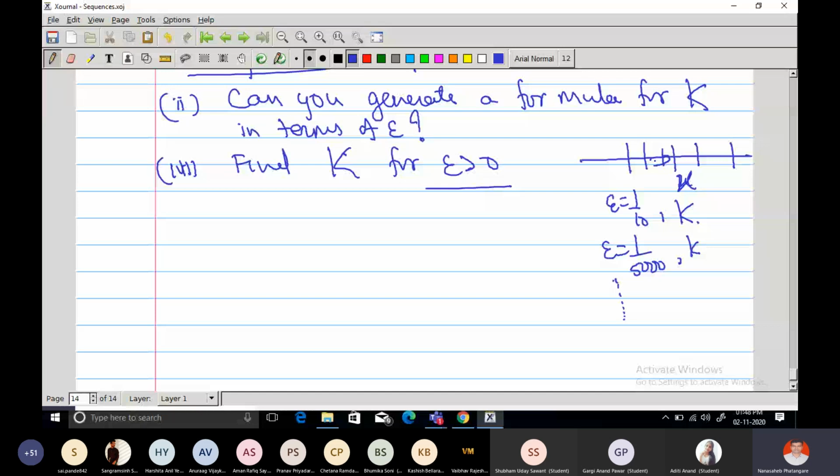So the same thing: for every epsilon, you should produce k for general epsilon. Whatever epsilon, it doesn't matter, I can produce k. Is it clear?